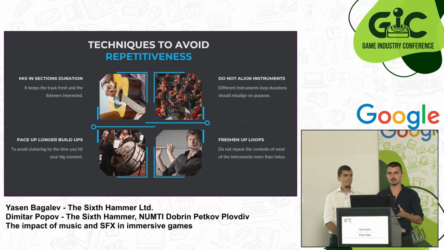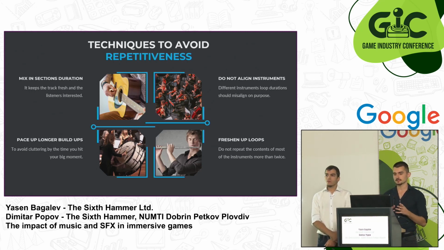Now, a couple of techniques for how we avoided repetitiveness in the soundtrack of Moulander. Well, firstly, you can try mixing the section measure duration. So, for example, if you have a section that is 4 measures long, then you can follow it up with sections that are 3 or 5 measures long to freshen it up a bit for the user.